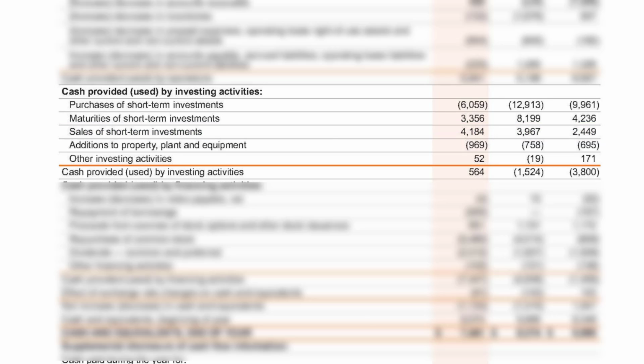Next, we have a key item, additions to property, plant and equipment. This is Nike's capital expenditure. In FY23, Nike spent $969 million on capital expenditure. The last item is other investing activities, which is a catch-all bucket for investing activities that do not fit into the previous items. In FY23, Nike had a cash inflow of $52 million from other investing activities. If we add up all these items, we get a net cash inflow of $564 million from investing activities.